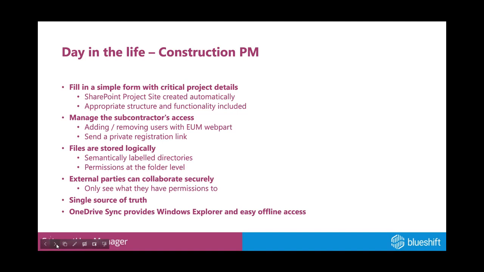That provisioning would also send a quick note off to IT, opening an IT ticket in the system to say we need some groups created for external access, if that had been requested. So rather than entering a bunch of tickets and sending off a bunch of emails and going back and forth, the project manager is simply able to enter their information, move forward, and have everything created for them. That created site would also include the EUM web part. That was a key bit of functionality that we included with this. And so they were able to manage that access very quickly and easily by adding and removing users in the web part, generating a private registration link and sending it off to somebody so that they were able to go through that onboarding process themselves.